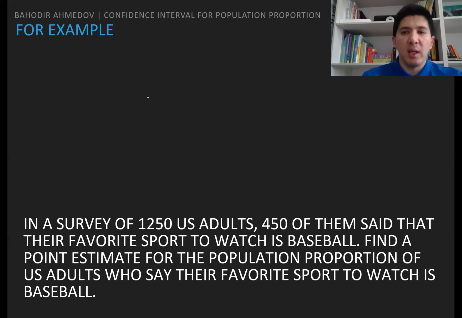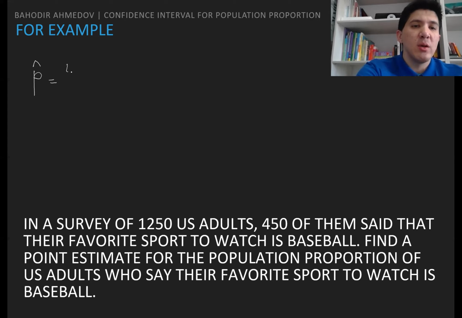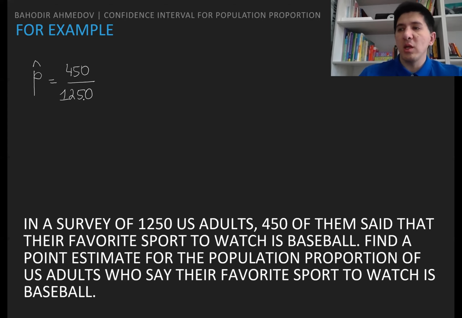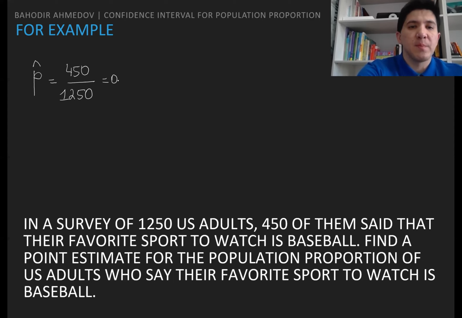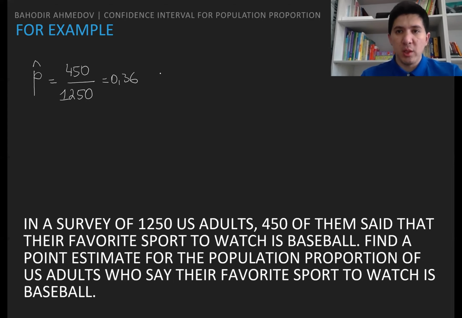Then I would like to calculate the proportion of the sample first of all. The proportion of the sample is denoted as p hat. It's going to be equal to the number of successful cases, right? So the number of the cases who like baseball, 450, divided by the total number of people in the sample. This is going to be equal to 0.36. So this 0.36 is the sample's proportion, and at the same time, this is going to be my estimate for the whole population. So I can estimate that the population proportion in the US who like baseball is roughly 36%.